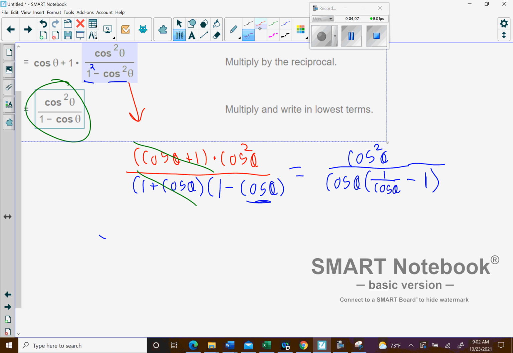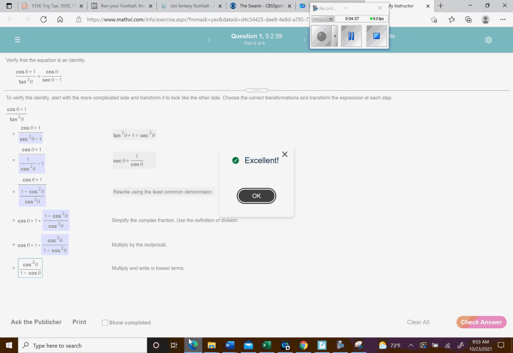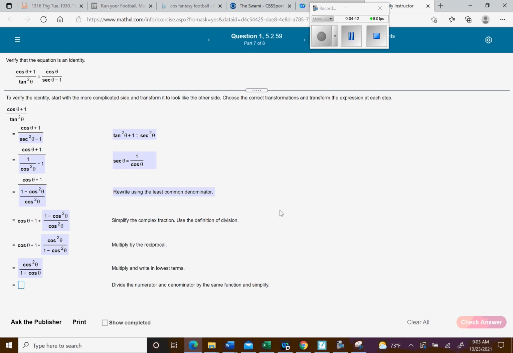What that allows me to do is cancel out a cosine on top. I had cosine squared, now it'll just be a cosine. The reciprocal identity of that is secant. So I'm left with cosine of theta on top, and on bottom I'm left with the secant of theta minus 1. If you look back, that's actually what the other side is. Let me pull that up. That's what we were trying to solve right there. Let's see what the next step says.